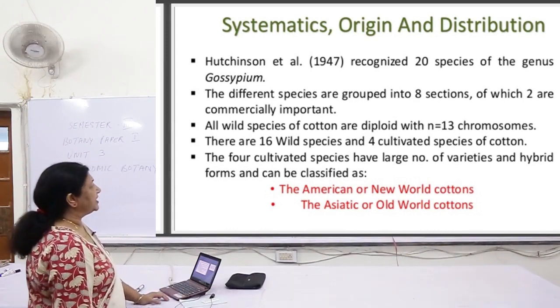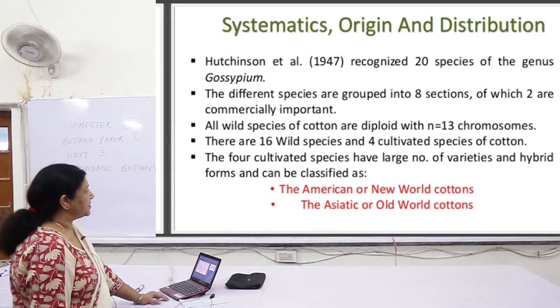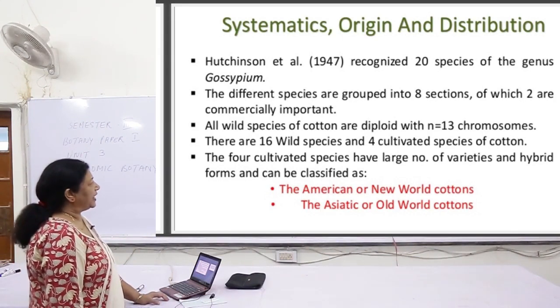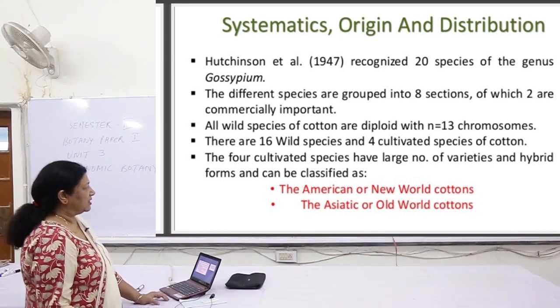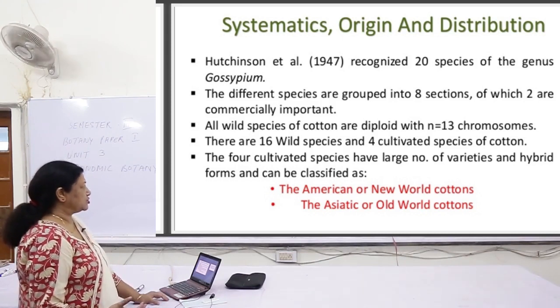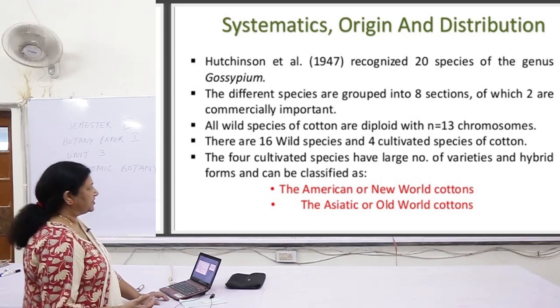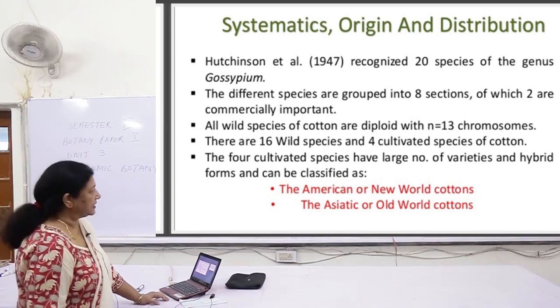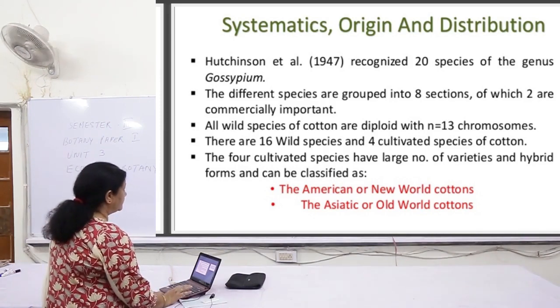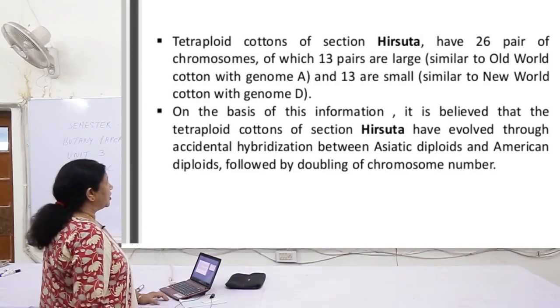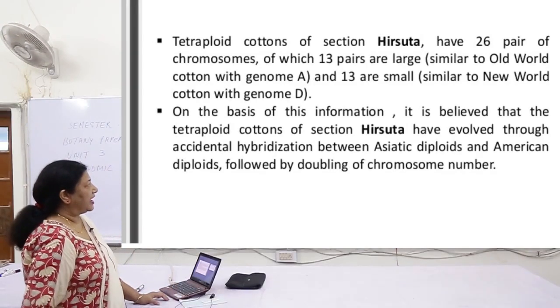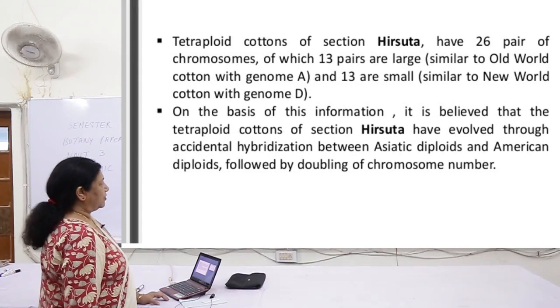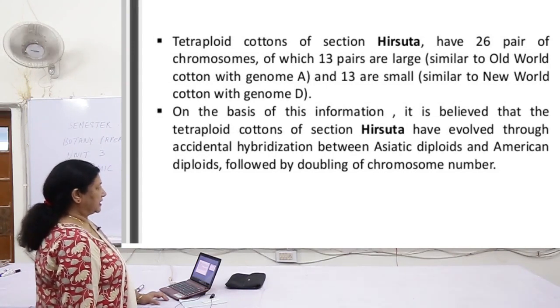Hutchinson recognized 20 species of the genus Gossypium. The different species are grouped into 8 sections depending upon the number of chromosomes, which is not important. It is just for the sake of information that there are 16 wild species and 4 are cultivated. Tetraploid cottons of section Hirsuta have 26 pairs of chromosomes, of which 13 are large and 13 are small.